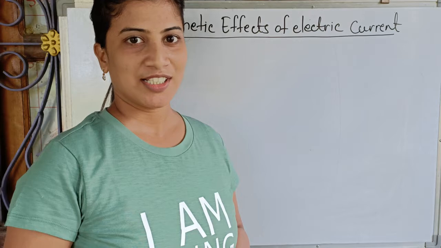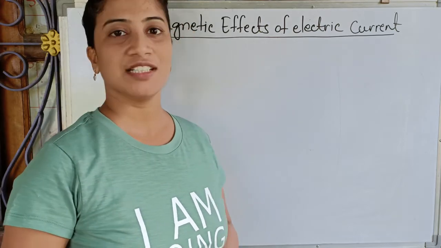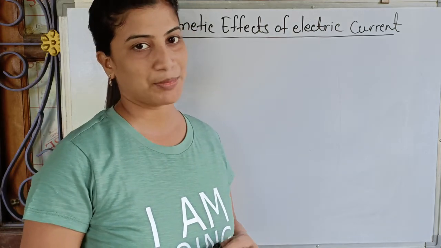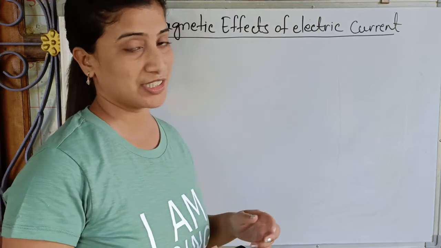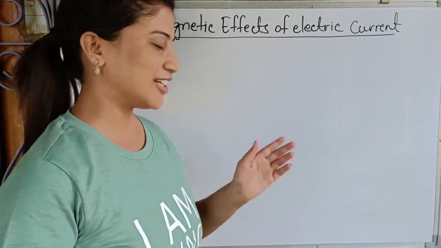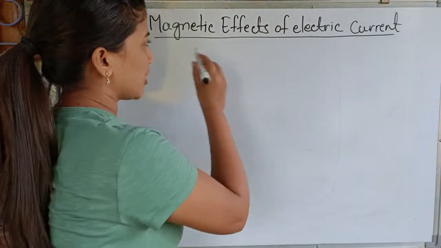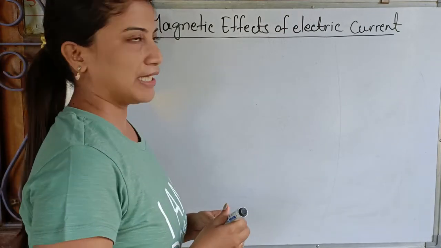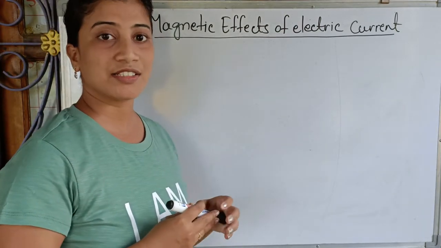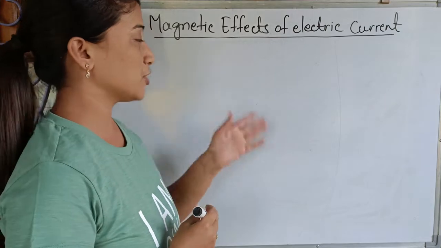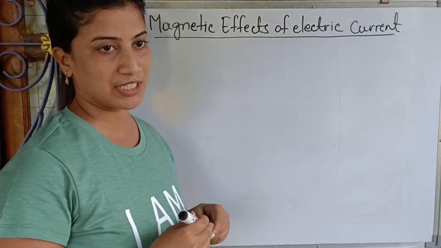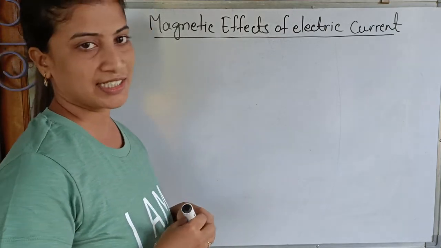Today we are going to study a chapter that is magnetic effect of electric current. This chapter is there in class 10, 12 and this is there in NDA syllabus. So let's start. The chapter's name is magnetic effect of electric current. That means there are some effects of electric current and especially today we are going to discuss about its magnetic effect. So what exactly is it stating?